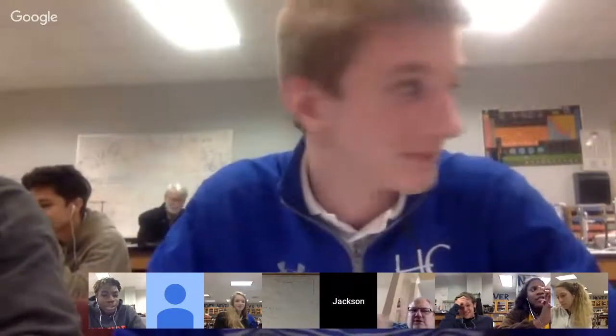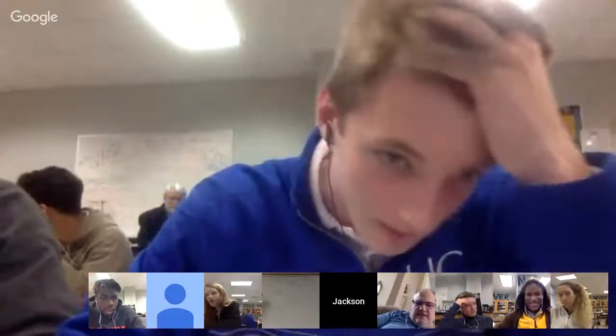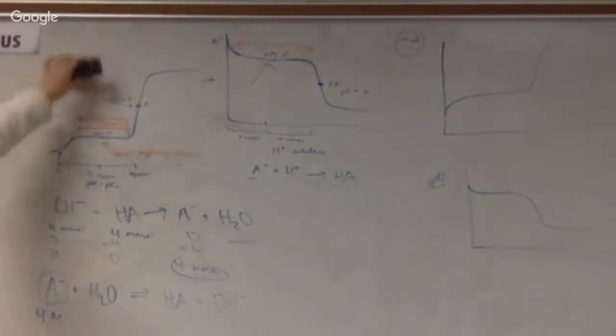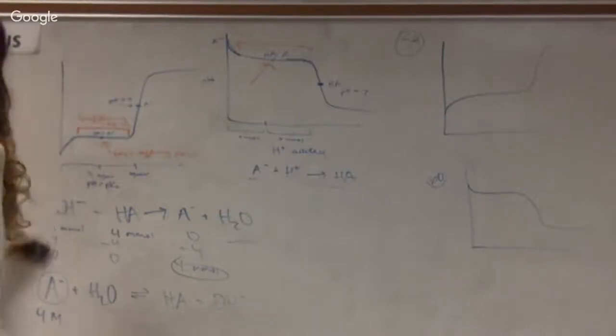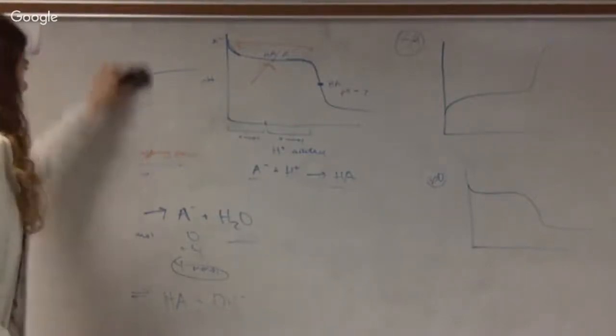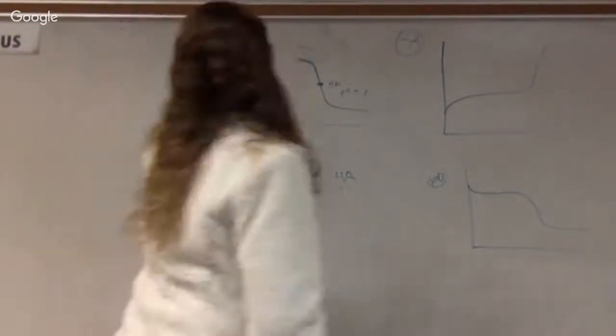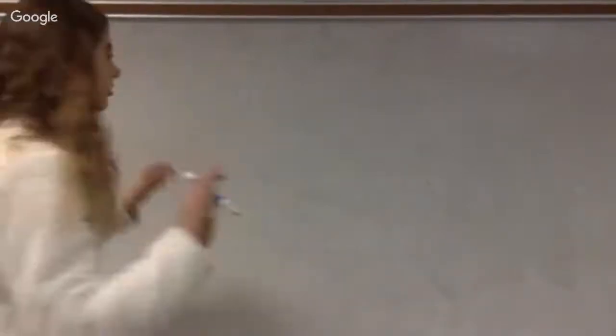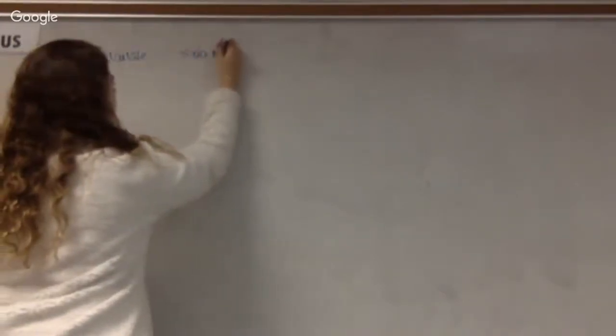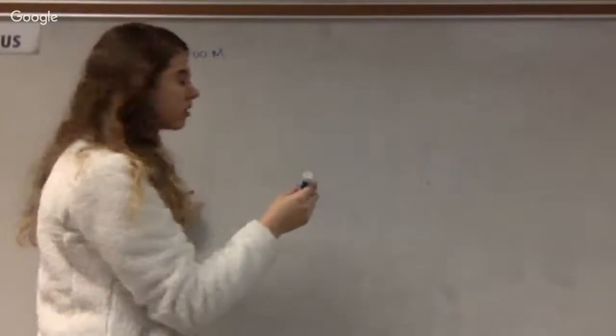So what I want to do right now is talk about polyprotic acids and weak acid mixtures. Okay. Now, you can erase everything. Can you write on the board: calculate the pH of a 5.0 molar H3PO4 solution?